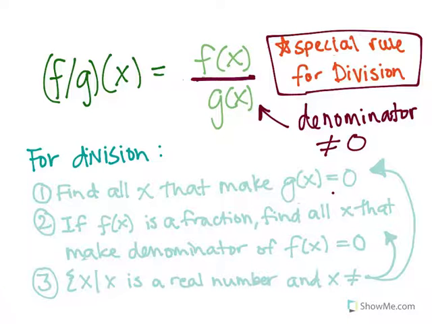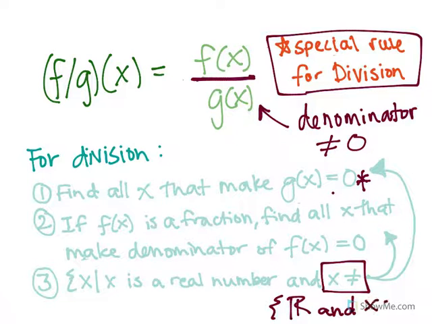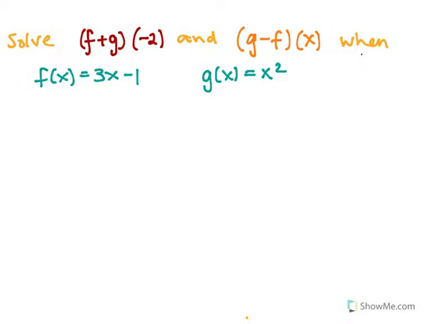Whatever makes g(x) equal to 0, you set your domain as all real numbers and x does not equal whatever that value is. This is saying that pretty much any value can be plugged in for x except for the one listed here. Let's try a couple of examples.